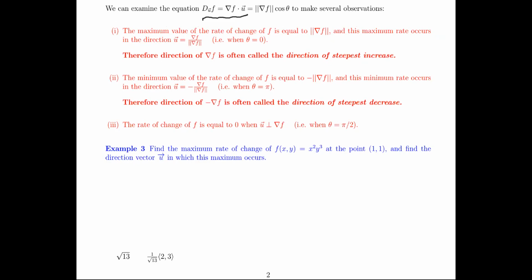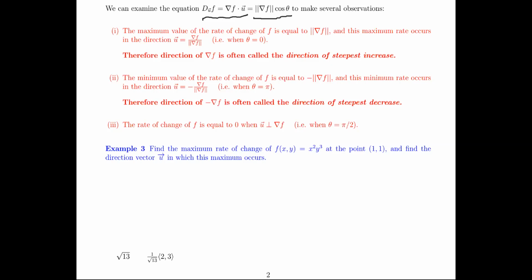Since u is a unit vector, though, the magnitude of u is just 1. So in fact, we just get this formula, the magnitude of the gradient of f times cosine theta, again, where theta is the angle between the unit vector u and our gradient vector of f. So what does this tell us?